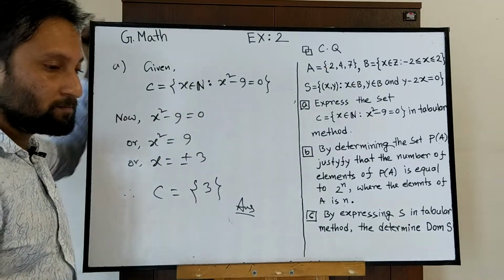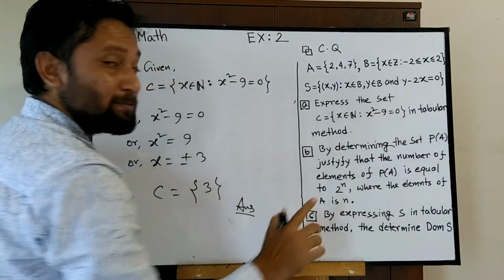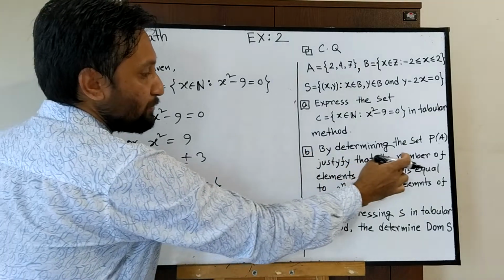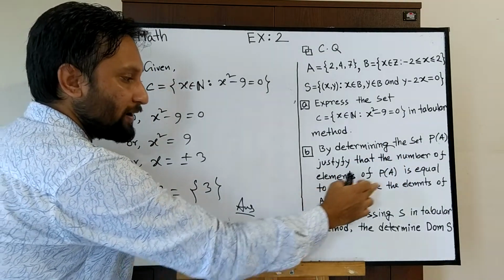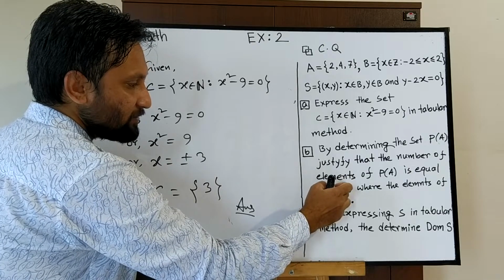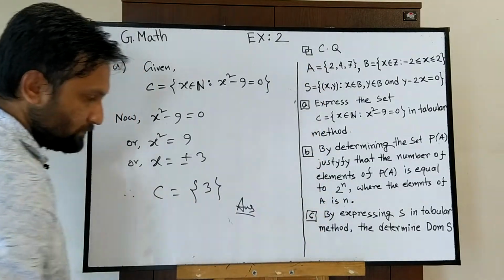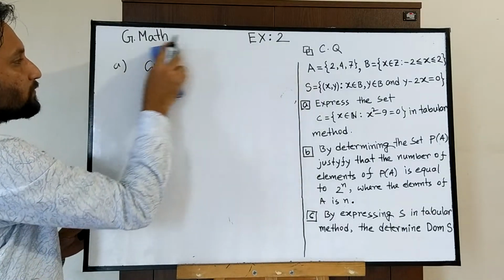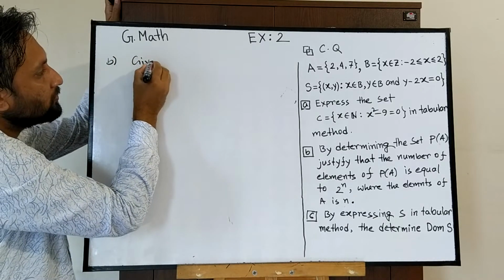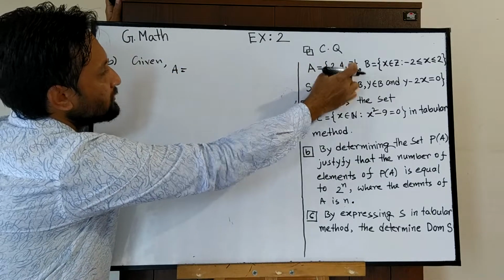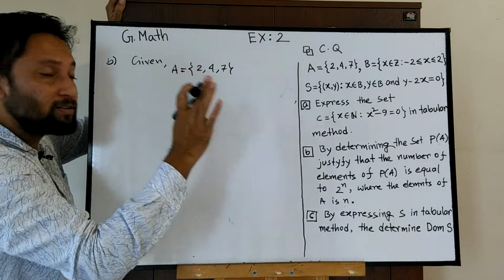Then next one, B. Here, by determining the set P of A, that means the power set of A, justify that the number of elements of the power set of A is equal to 2 to the power n, where n is the number of elements of A. So we have to use the set A. Now B. Given A equals 2, 4, 7. So at first we have to identify the power set of A.